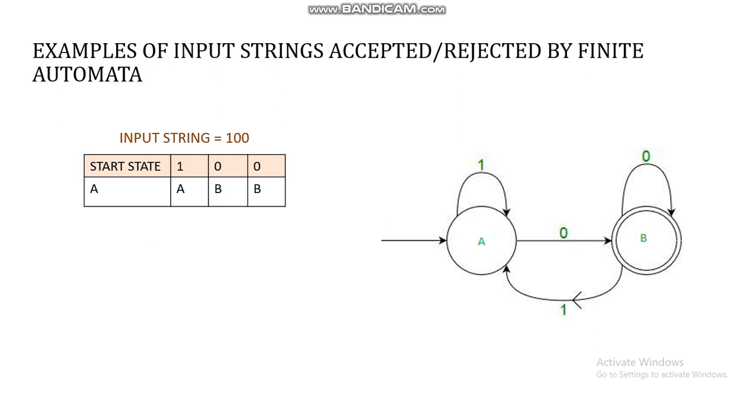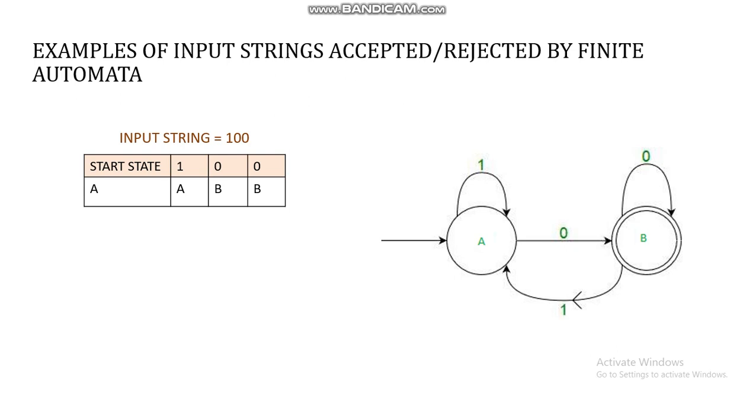So as we discussed earlier, the starting state of the finite automata is state A. Now as we parse the input string from left to right, the first input character that we have is 1. So currently we are in state A and we receive an input of 1. So from the given diagram we can see that the state will remain the same.